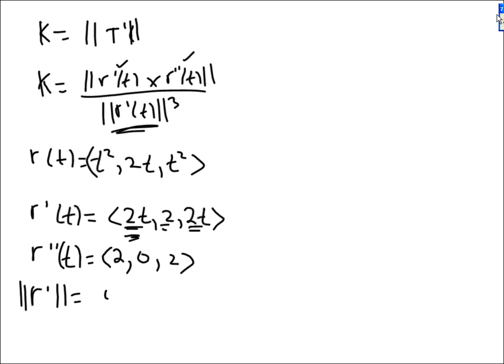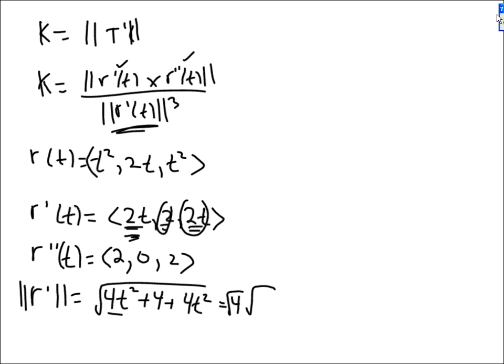It's 2t squared, which is 4t squared, plus 4, which is t squared, plus another 2t squared, which is 4t squared. You can clearly factor out a 4. So I have t squared plus t squared, because I factor out the 4, which is 2t squared plus 1. And the square root of 4 I happen to know is 2. So that's the length of r prime.